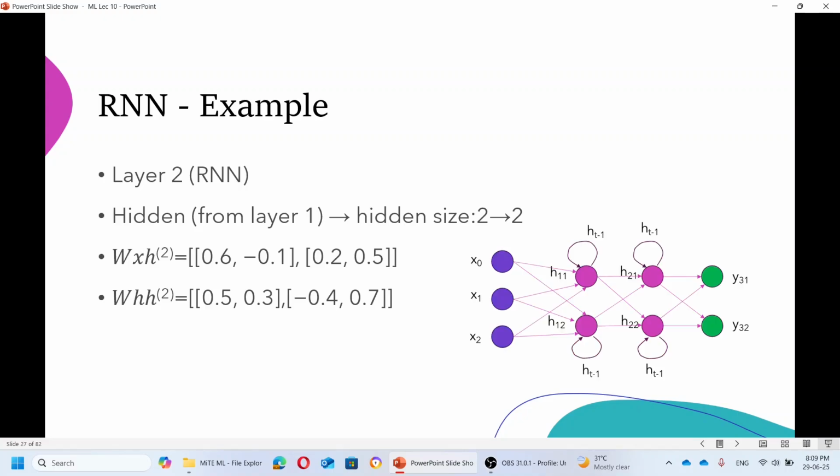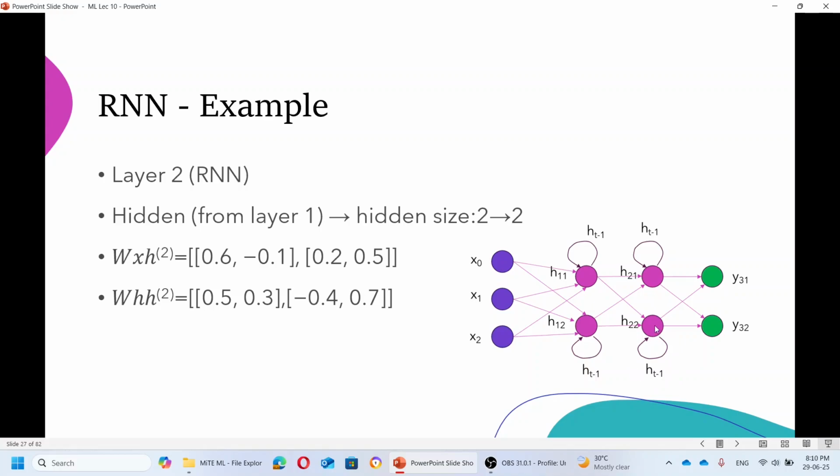I think it will be easier for you to understand if I explain it with the help of the figure. This 0.6 will be used here for the input from here, and this minus 0.1 will be used for the input from here on this neuron. Similarly, we are getting 2 inputs, one from here and one from here on this neuron. This 0.2 will be multiplied by this input, and this 0.5 will be multiplied by this input, and this 0.5 and 0.3 will be used for each H value from this one and this one, which will be multiplied when we process it.